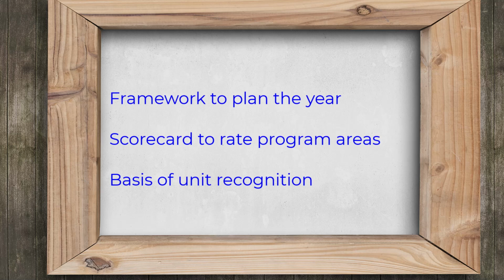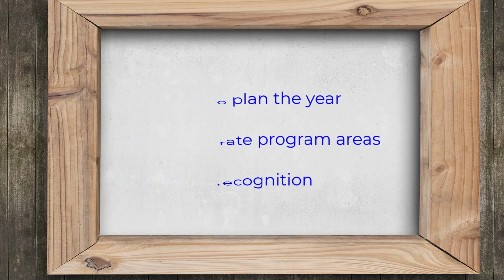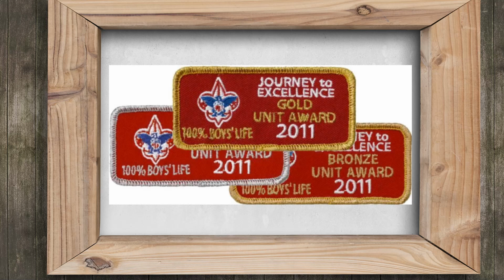Units enter their scores into an Excel workbook. The workbook computes an overall score as bronze, silver, or gold. Bronze is a baseline for a well-run unit. Scouts and adult leaders can get uniform patches signifying the unit level of achievement.